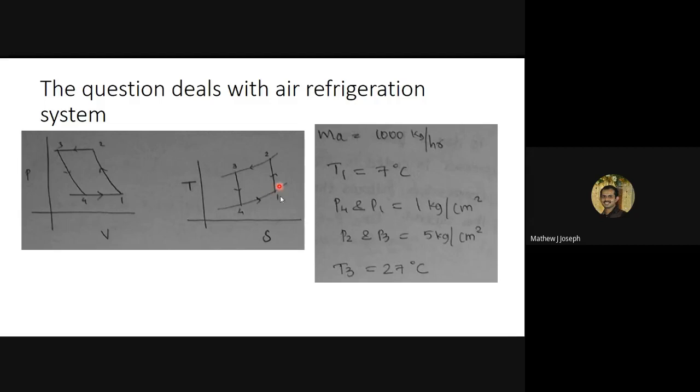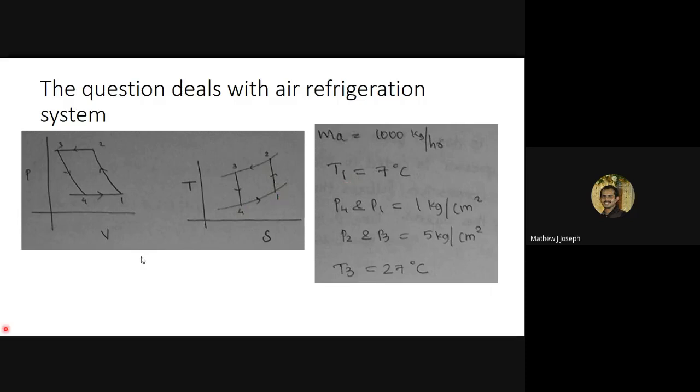So air will be drawn from the cold chamber at point 1, and that air will be compressed from 1 to 2. So it means T1 is nothing but 7 degrees Celsius. So don't get confused between T1 and T4. By reading the question fully, we can assign the value of 7 degrees Celsius to T1.